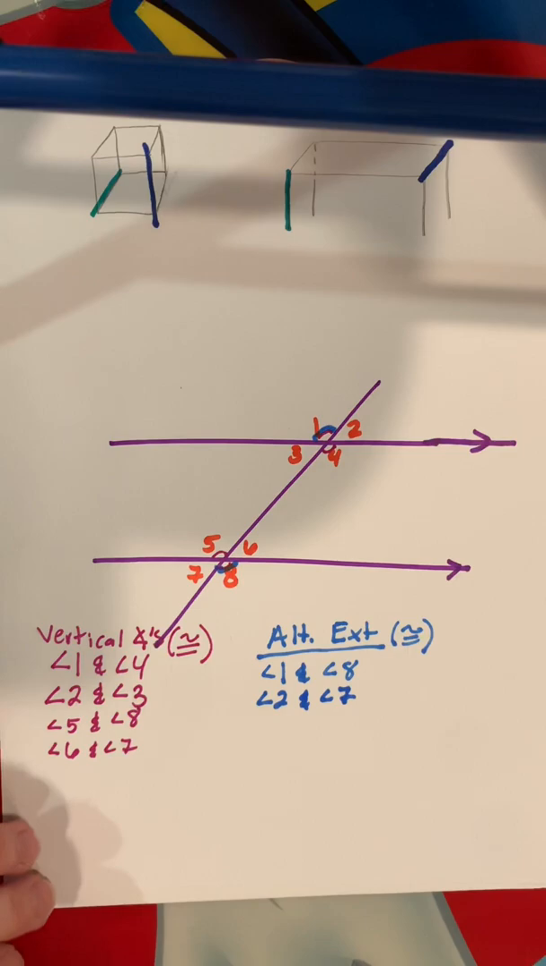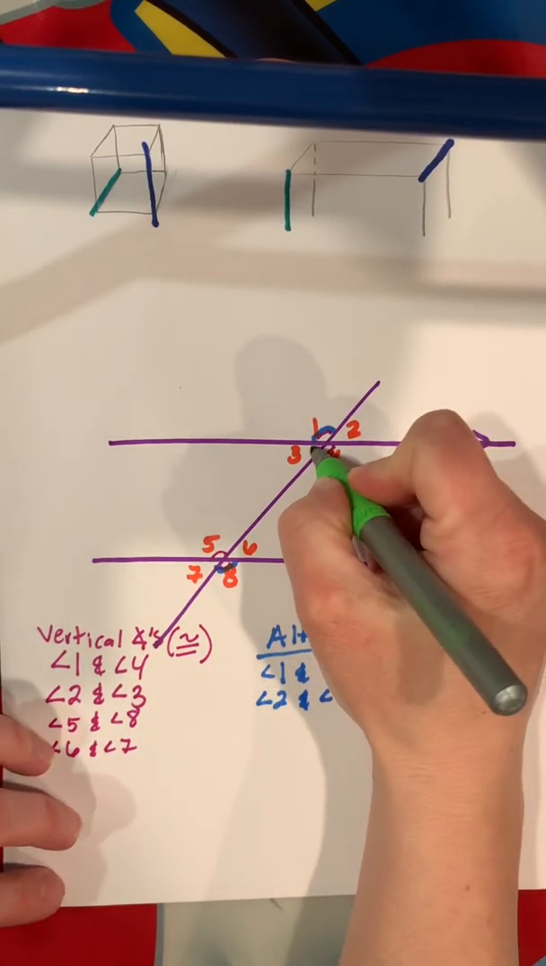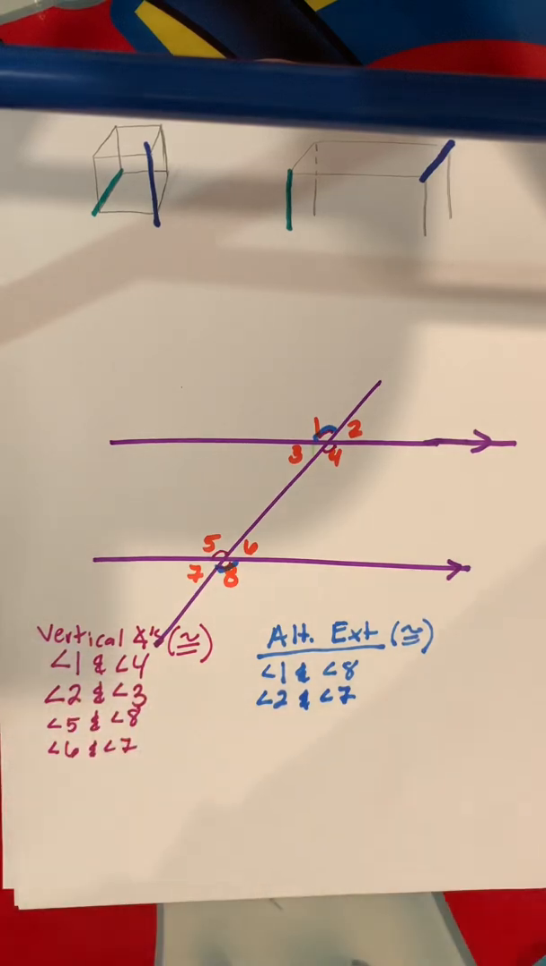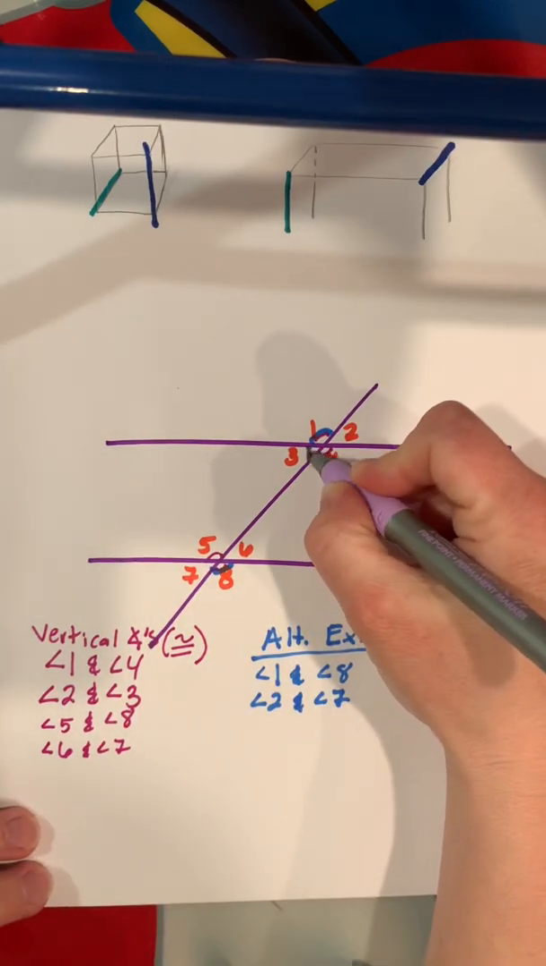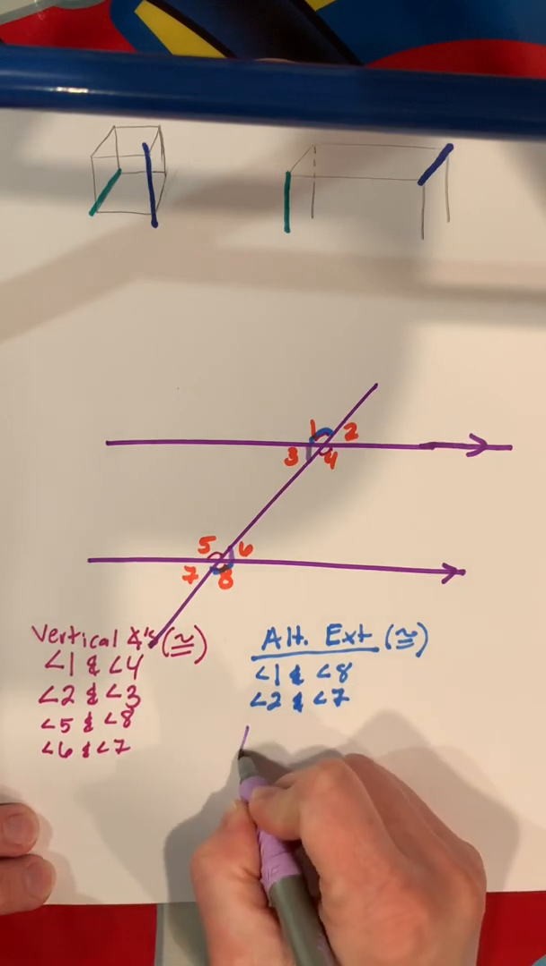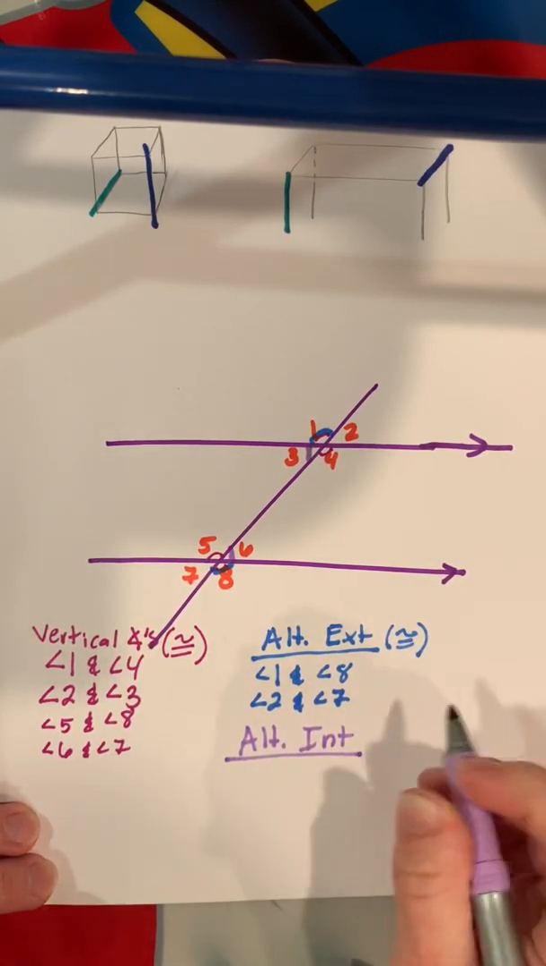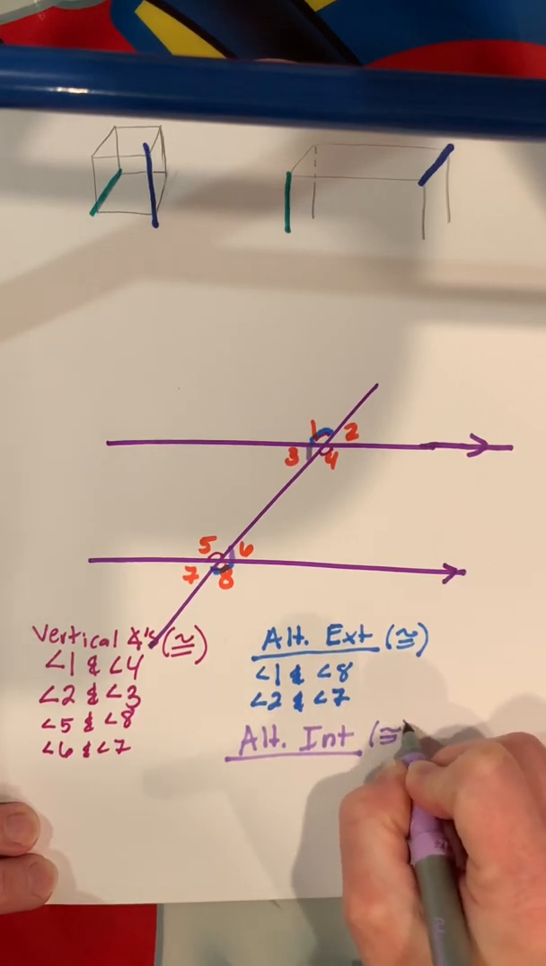So in addition to alternate exterior, we have alternate interior. Oh, my green marker doesn't really want to work. Hang on, let me jump to a different one. Let's go lavender and see how that goes. Angle 3 and angle 6 are alternate interior, and alternate interior angles are also congruent.